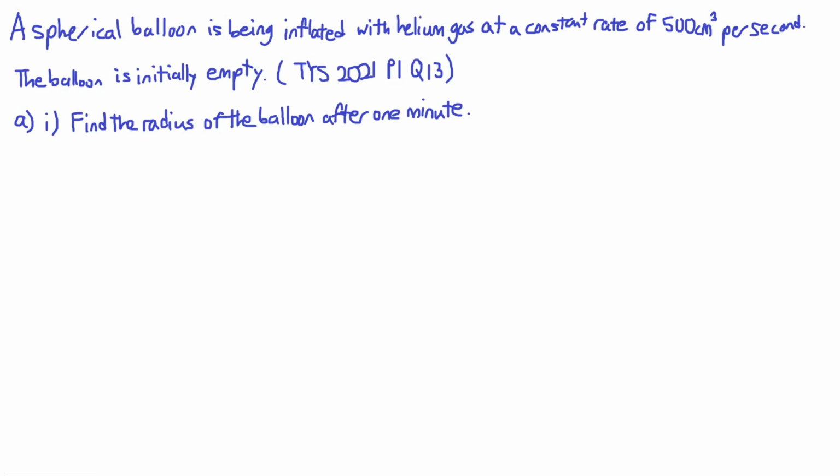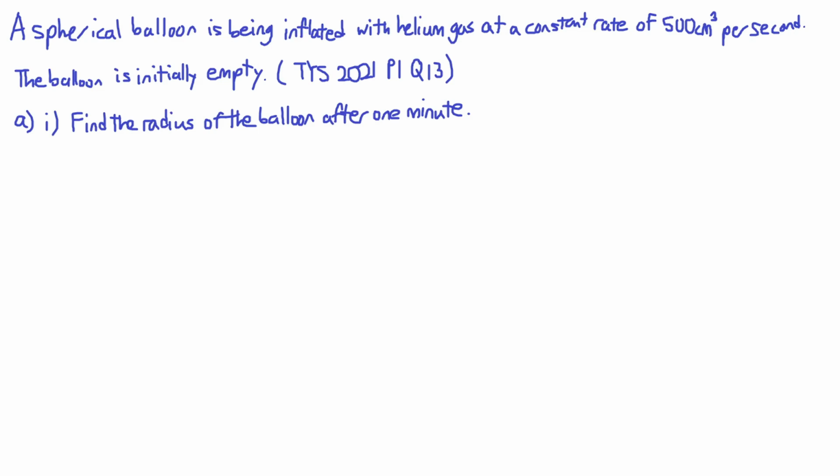I'm Nightbite, and today I'll be covering a question on the rates of change. This question is from the O-Levels 2021, Paper 1, Question 13. A spherical balloon is being inflated with helium gas at a constant rate of 500 cm3 per second. The balloon is initially empty. The first part of the question asks us to find the radius of the balloon after 1 minute.